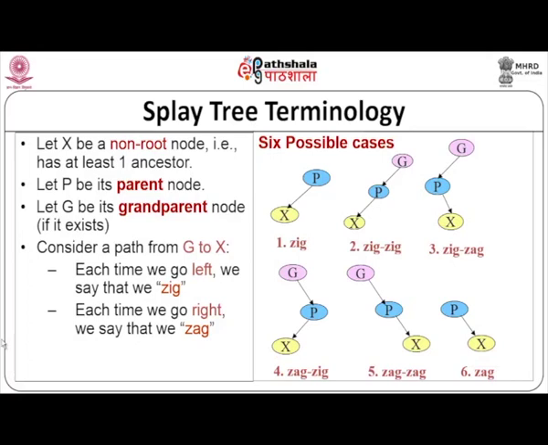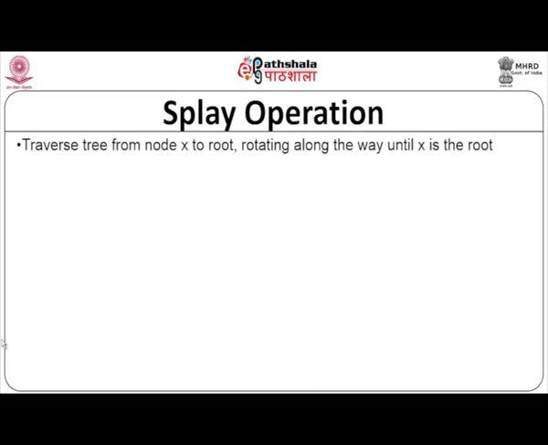It is only rotations, but in this terminology when we go left, we call it zig, and when we go right, we call it zag. To go left, you need to do a right rotation, and to go right, you need to do a left rotation. This terminology we have seen also when we talked about AVL trees as well as red black trees. So, these are the 6 possible cases that you can have. Now, you traverse a tree from the node x and rotate along the way until x becomes the root.